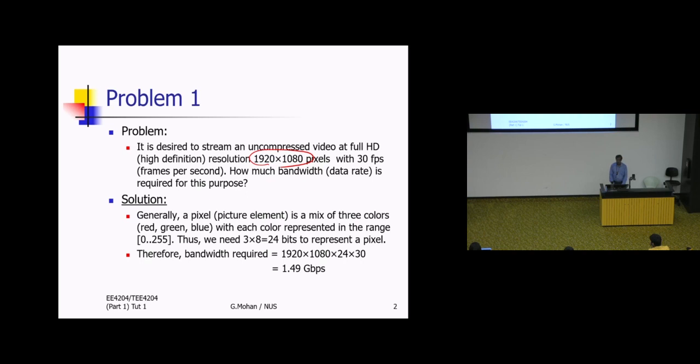So the problem is we want to stream a video, but note it is an uncompressed video, okay? Most of the videos which we are watching are compressed, okay? It's an uncompressed video. So this problem I give you to appreciate the need for compression, okay? Why the videos are compressed? If it is not compressed, how much data rate do we need?